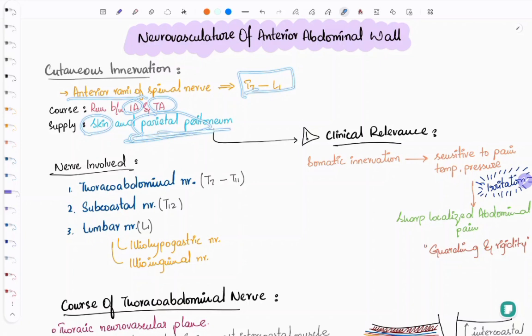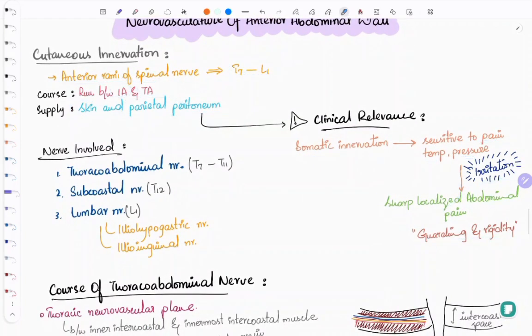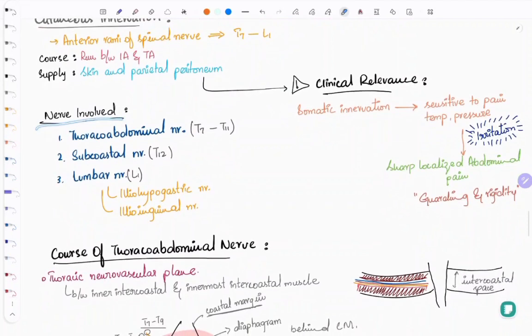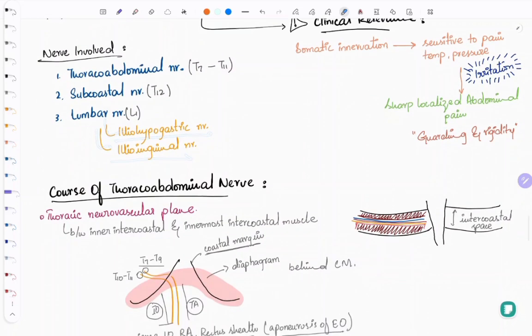The clinical relevance of the parietal peritoneum is that the somatic innervation makes it sensitive to pain, temperature, and pressure, and when irritated, it results in sharp localized pain, which is often termed guarding or rigidity. The nerves involved include the thoracoabdominal nerves T7 to L1, the subcostal nerve T12, and the lumbar nerve L1, which later divides into the iliohypogastric nerve and the ilioinguinal nerve.